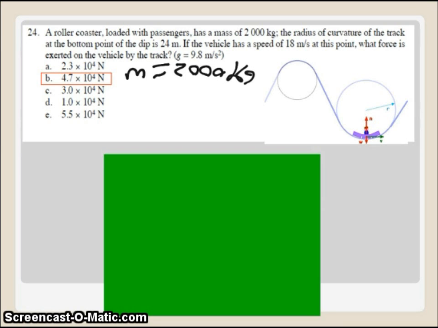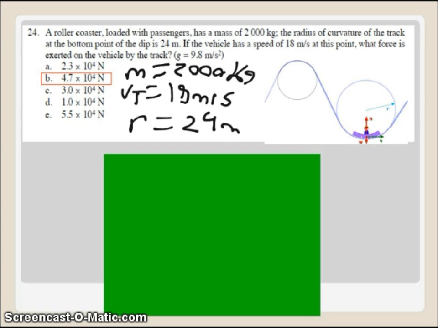And then it gives you v_t, which is 18 meters per second, so you don't have to find that. And you know r in this situation is equal to 24 meters. If you look at the photo on the right, it'll help you understand the forces involved. The speed is the tangential velocity, and it's asking for the normal force, which is here. It's asking for what force is keeping the roller coaster from going into the track and bad things happening.